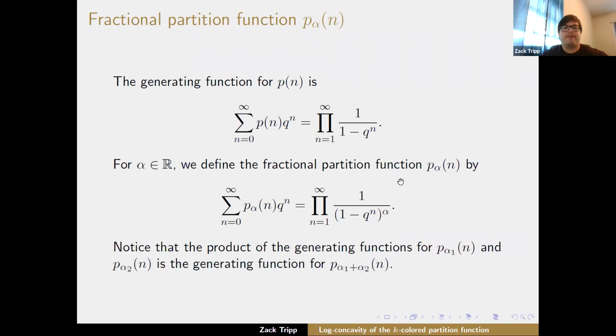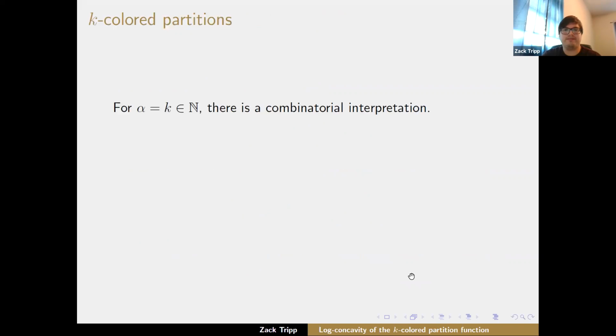One thing I want to quickly point out, this is a pretty easy observation, but this is something I want you to keep in mind for near the end of the talk. Notice that if you take the product of the generating functions for p_alpha1 and p_alpha2, you get the generating function for p_(alpha1 plus alpha2). Again, this is a pretty easy observation, because you're taking the alpha1 power and the alpha2 power, multiplying them, and you add the powers. But I'll come back to this fact near the end of the talk.